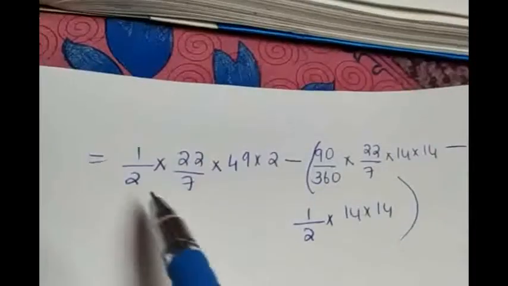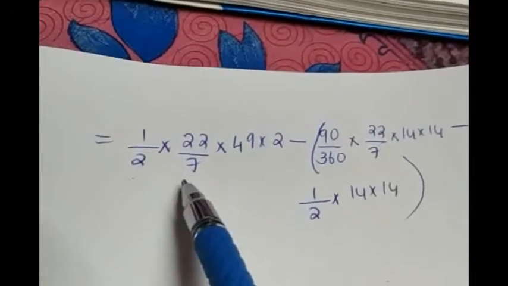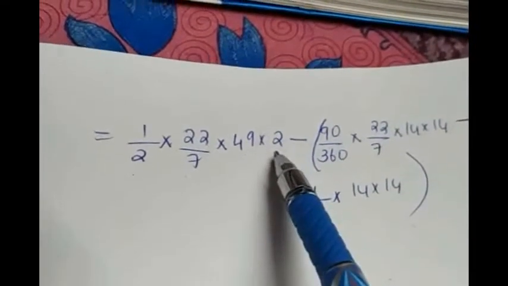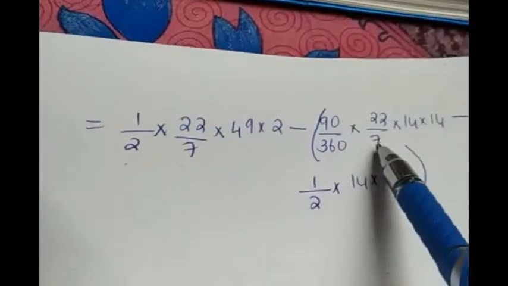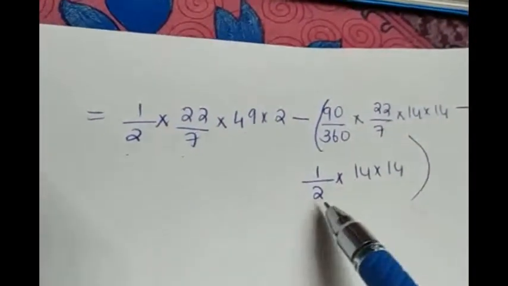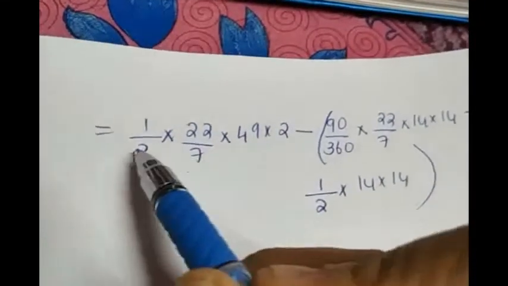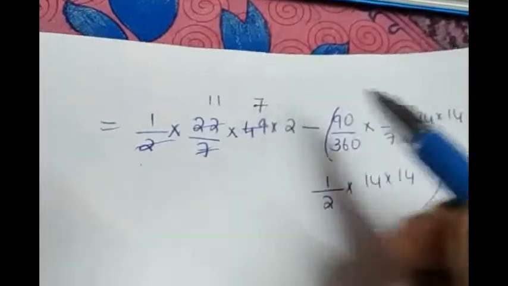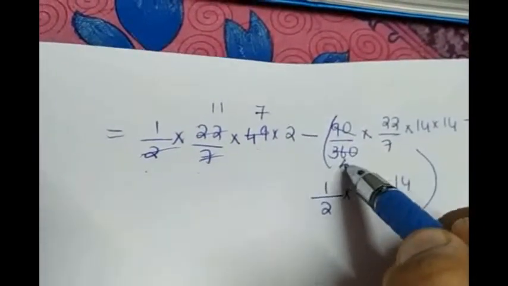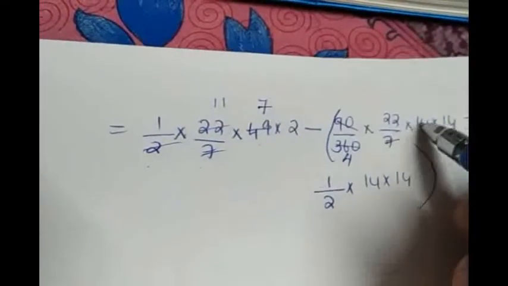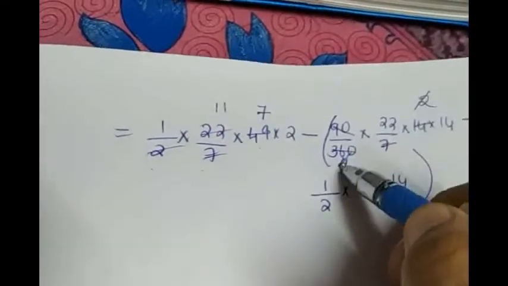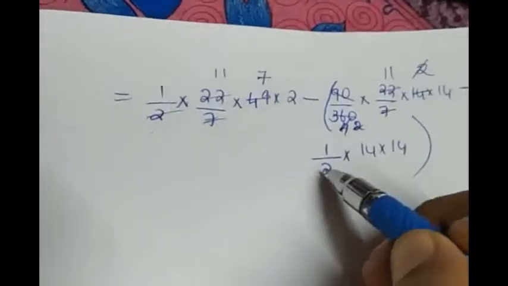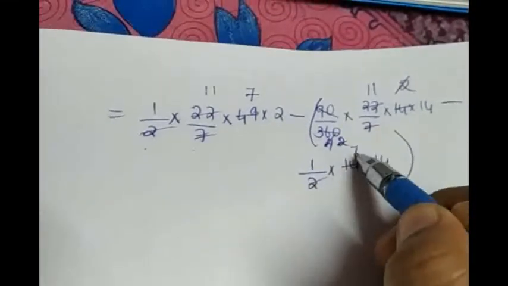That is equal to. So the first term is 1 by 2 into 22 by 7 into 7 root 2 the whole square. 7 square is 49, root 2 square is 2, minus 90 by 360 into 22 by 7 into 14 into 14, minus half into 14 into 14. So if I simplify, 2 and 22 get cancelled giving you 11. 7 and 49 get cancelled giving you 7. 90 times 4 gives you 360. 7 2s are 14. 2 into 2 is 4. This 2 and 22 get cancelled giving you 11. And for the third term, 2 and 14 get cancelled giving you 7.